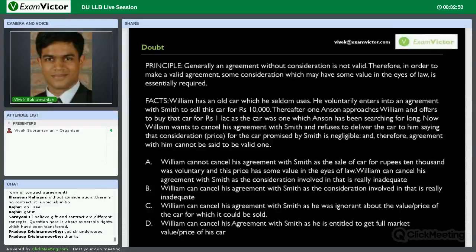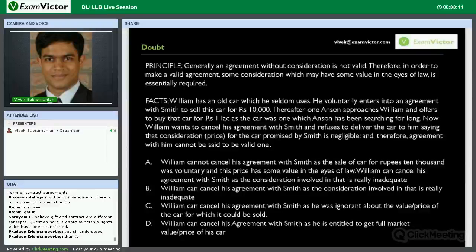This is the principle which has been given to us, but in law, we do not say that the agreement is not valid. Agreement is valid, but it cannot be enforced by law, and therefore it is not a contract. That's what we can say. Anyway, as far as this principle, it says that generally an agreement without consideration is not valid.